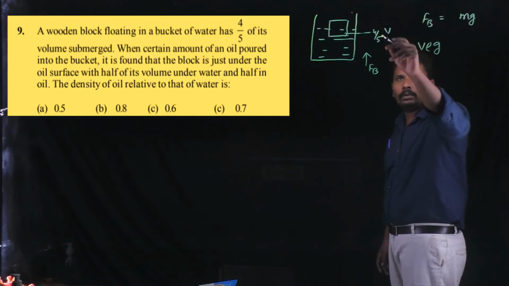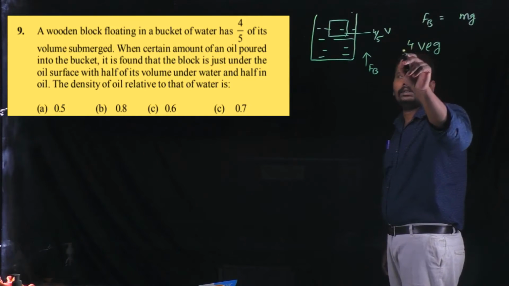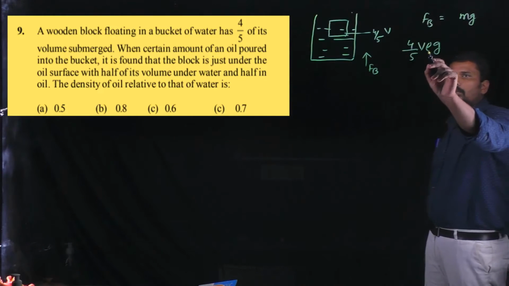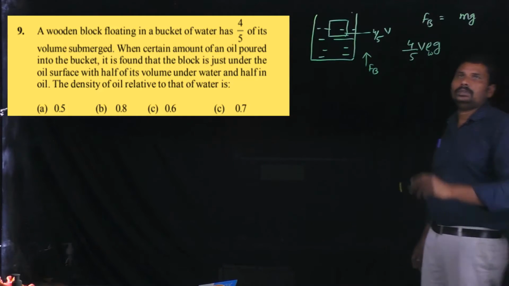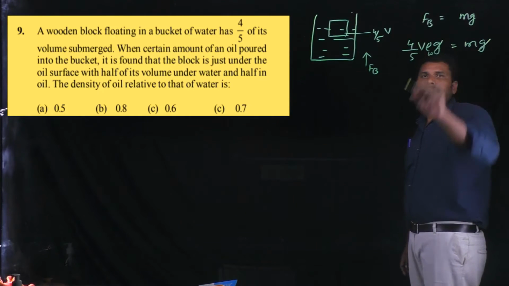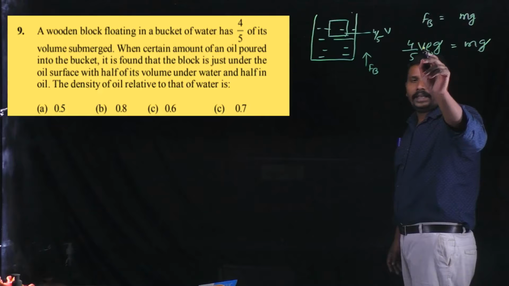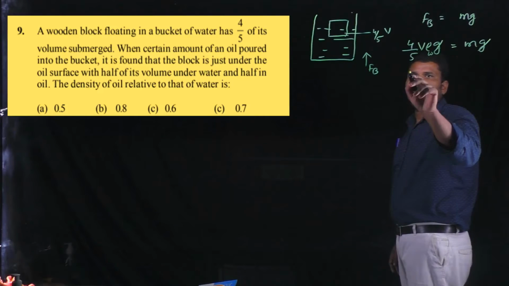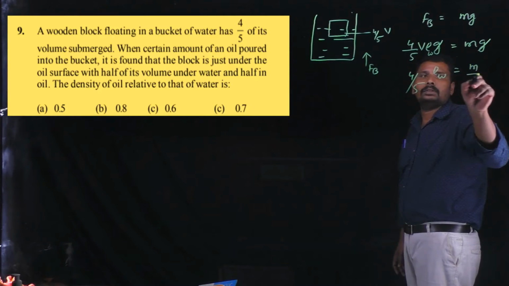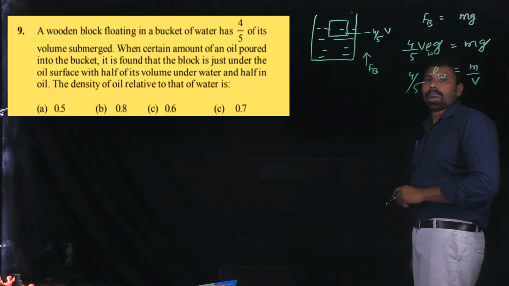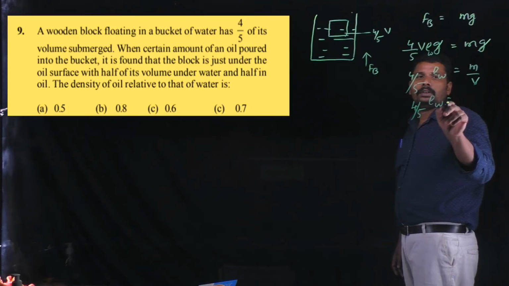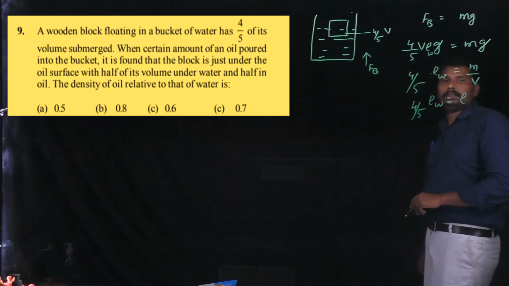Here, only 4/5 of the volume is in the water. That's why the volume is 4/5 of V, into rho, the density of water, into g, is equal to mg. By cancelling the common terms and getting the volume to the RHS, it is 4/5 rho W equals mass by volume. This is the density of the block.